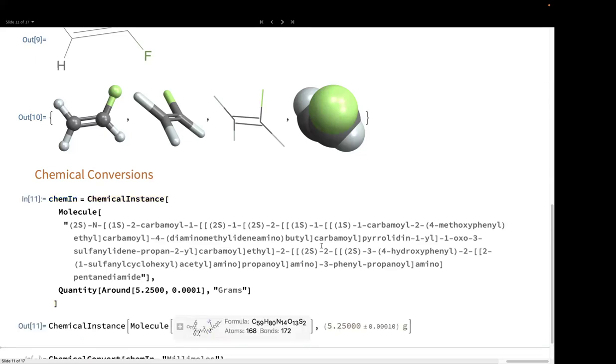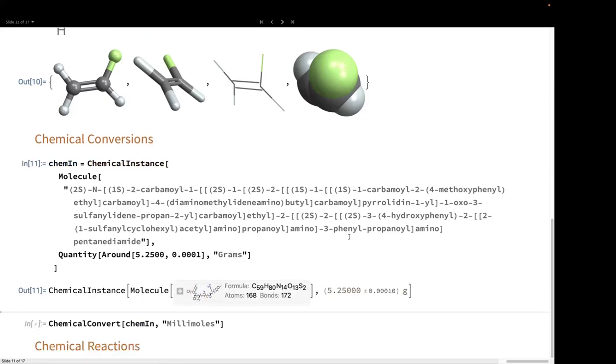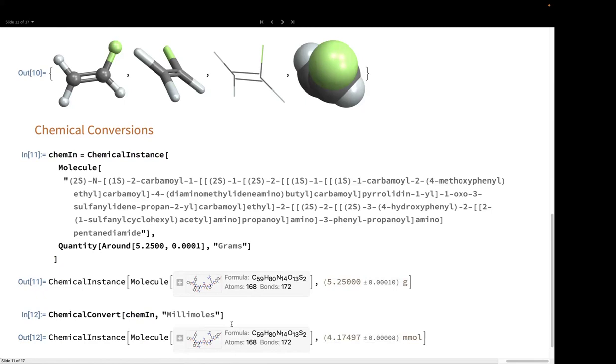And so we can evaluate that and get a representation. It's carrying around and displaying the uncertainty. So you don't need to worry about sig fig rules, which no one really likes from what I understand. And then you can do conversions.